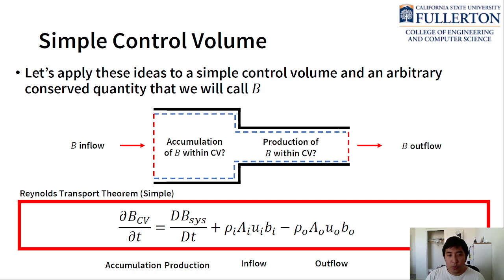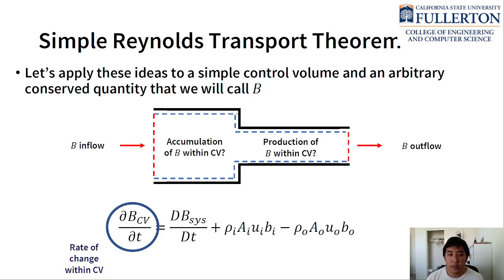Reynolds Transport Theorem basically takes this basic idea and quantifies it in terms of formulas. This is the very simple form of Reynolds Transport Theorem at the bottom, where we have an accumulation term, a production term, an inflow term, and an outflow term. It may look a little bit intimidating mathematically, but let's go term by term and explain what each one means.